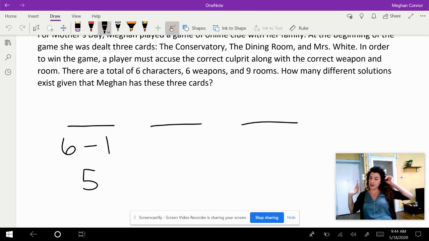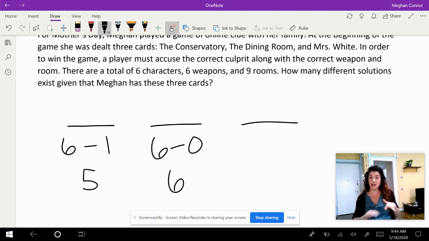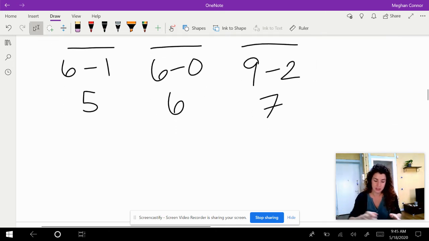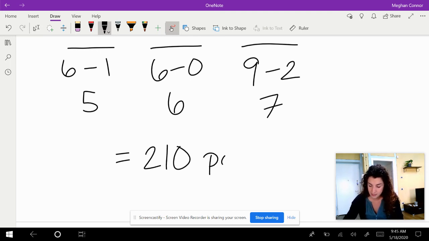And then the weapons, if there's 6 weapons, I don't have any cards that have weapons. So all 6 options are still a possibility for the weapon of choice. And then if there are 9 rooms, but I have 2 of the rooms, that means that 7 other rooms could potentially be where this person was murdered. So if those are all of the options for each of the slots, that means I just need to multiply those numbers together. 5 times 6 times 7, and that is 210 possibilities.